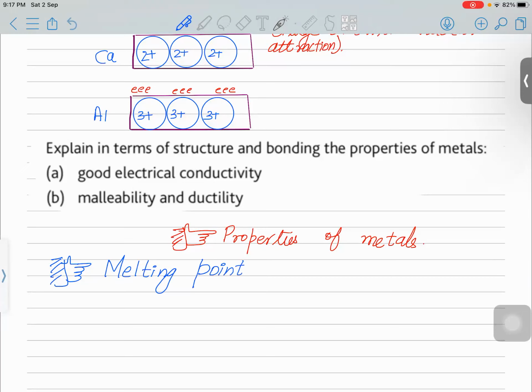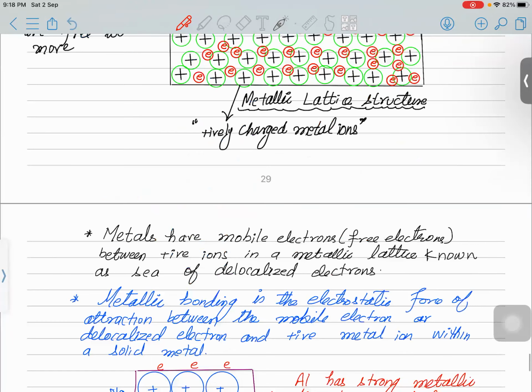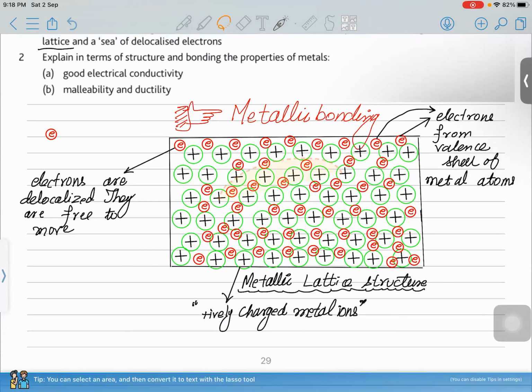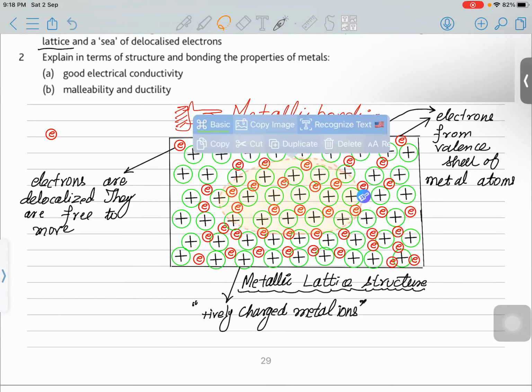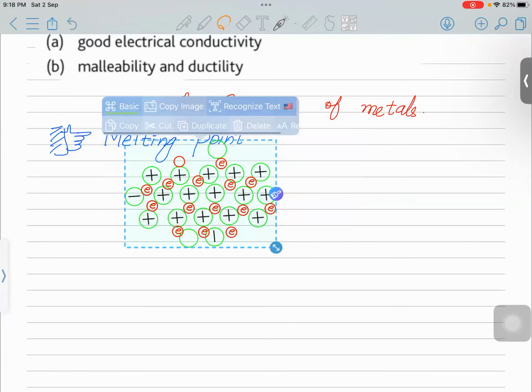What is your opinion about the melting point? Sir, I think their melting point is very high, because we know that the electrostatic force of attraction in metals is very high due to the sea of delocalized electrons and the positive metal ions. So we need high temperatures to break the bond between them. Exactly. So you can see that here we have a lot of metallic bonding, right?